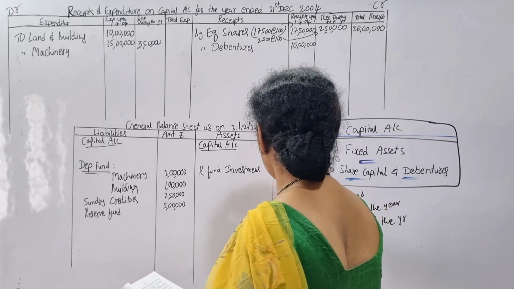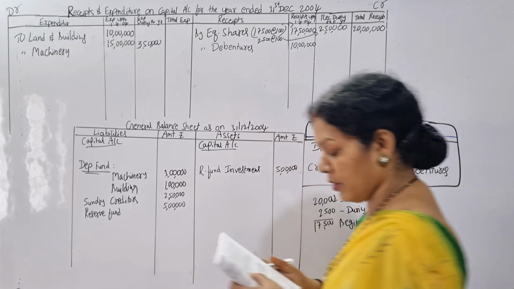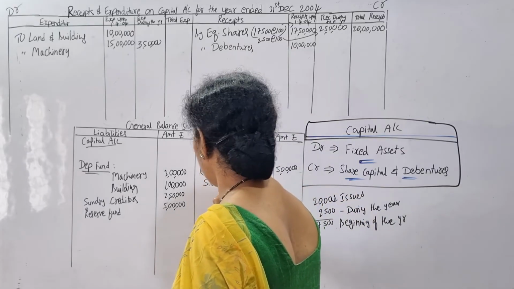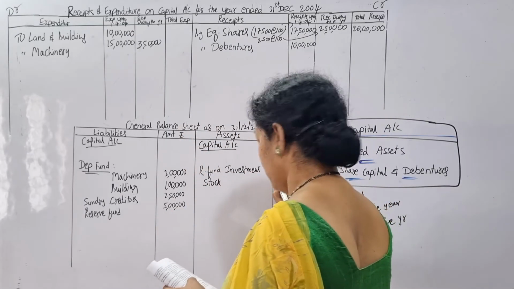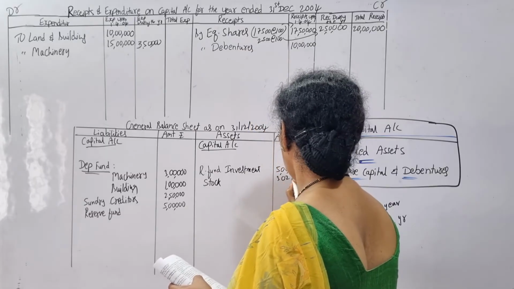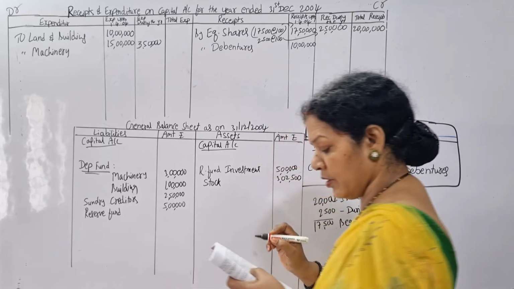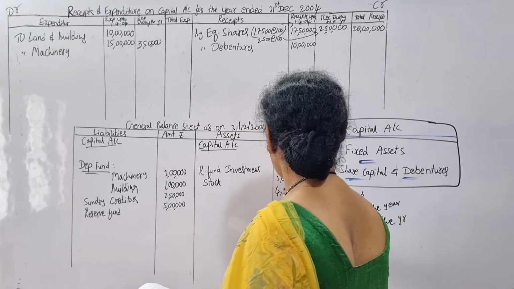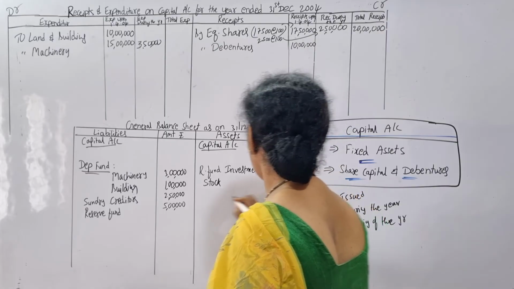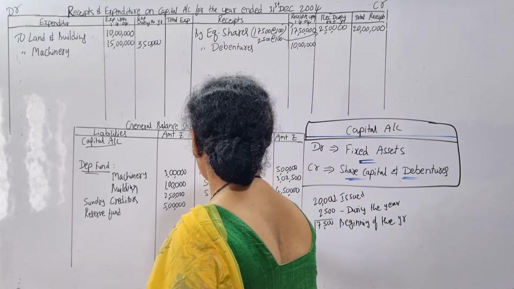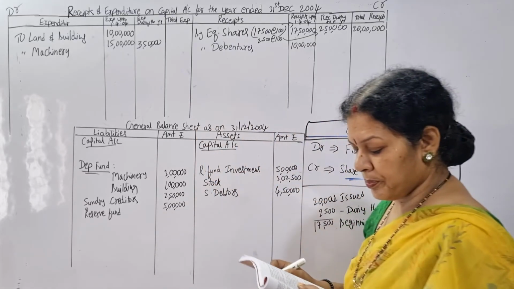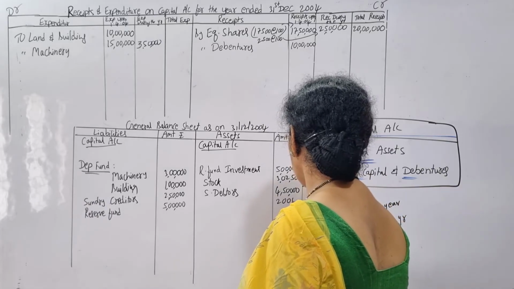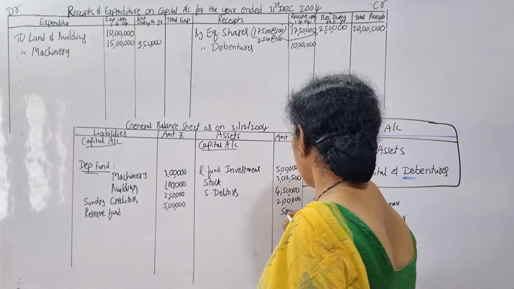We don't take the market value. Next, stock, closing stock. Stock is 3,02,500. Sundry debtors asset, 4,50,000. Sundry debtors. Then cash at bank 2 lakh, cash in hand 50,000. Cash at bank and cash in hand.